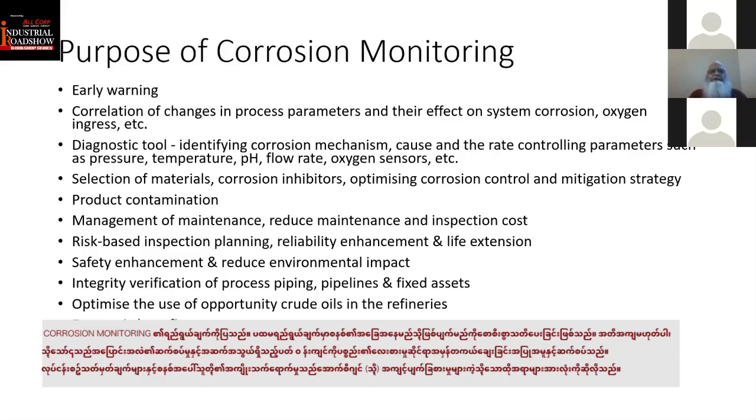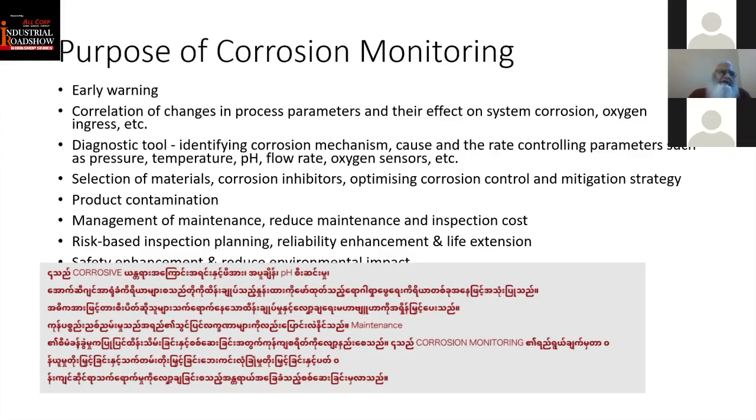parameters, like oxygen or corrosive constituents, as they change, can change the corrosion pattern seen by the corrosion monitoring evaluation hardware and the probes in there. It is also used as a diagnostic tool, identifying corrosion mechanism, cause, and the rate controlling parameters such as pressure, temperature, pH, flow rate, oxygen sensors, etc.